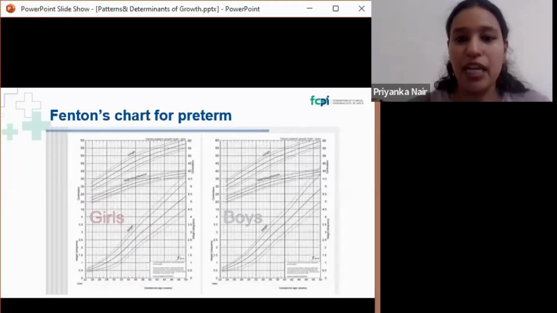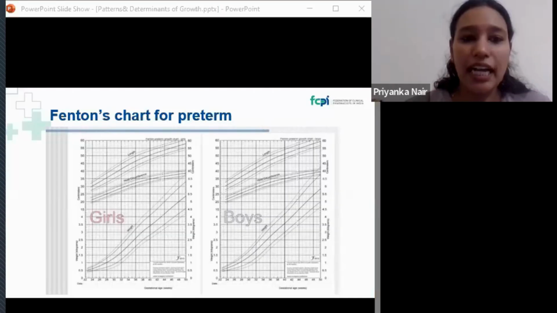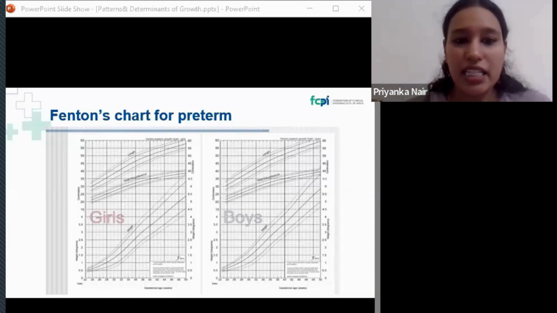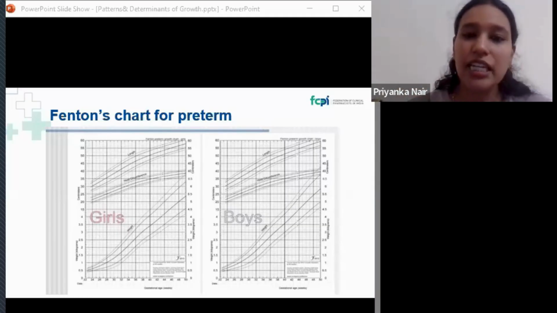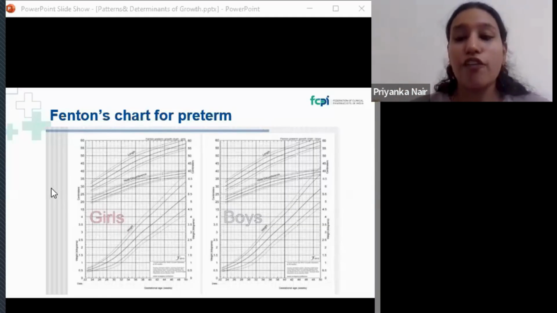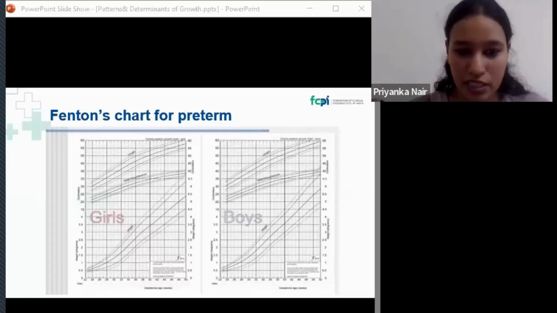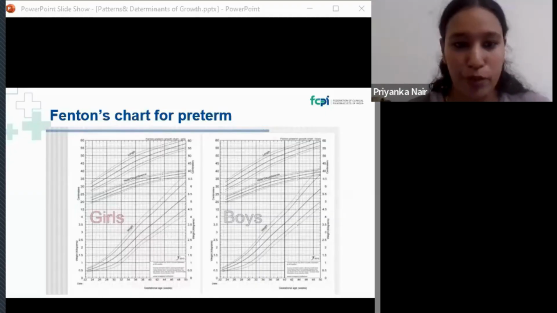So, depending on the height, weight, and head circumference at the time of birth, these premature babies can be classified into three further categories, that is AGA, SGA, and LGA. AGA means appropriate for gestational age. SGA is small for gestational age, and LGA is large for gestational age. For this, we use the Fenton charts for preterm. So in this chart, we can start plotting the height, weight, and head circumference at the time of birth.